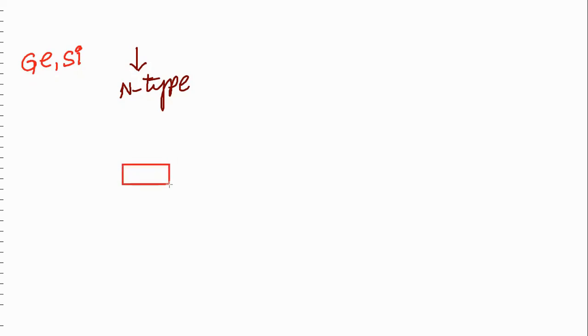When n-type semiconducting material is taken, this is the valence band and this is the conduction band. In between the valence band and the conduction band, one energy level will be there. That energy level is called the forbidden energy level. This is exactly in the middle for the pure form. But for n-type semiconducting material, it will be below and near to the conduction band. The forbidden energy level will be near and below the conduction band.